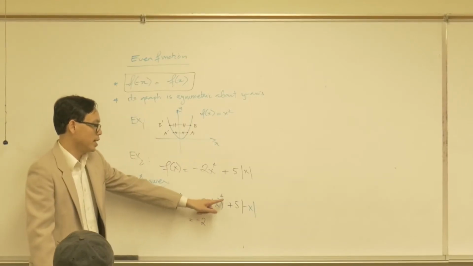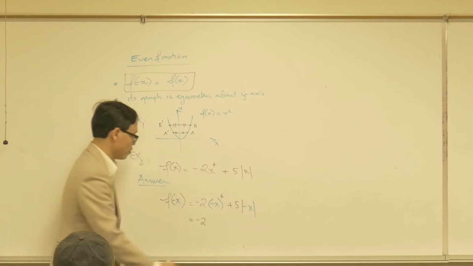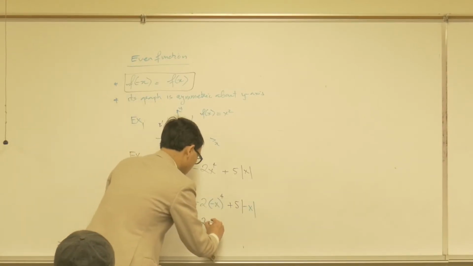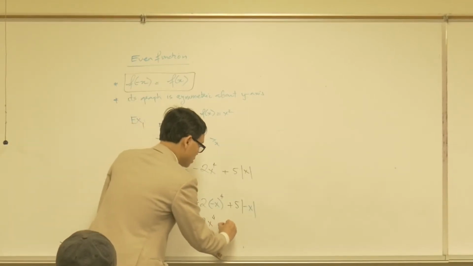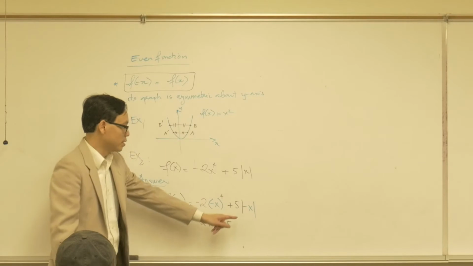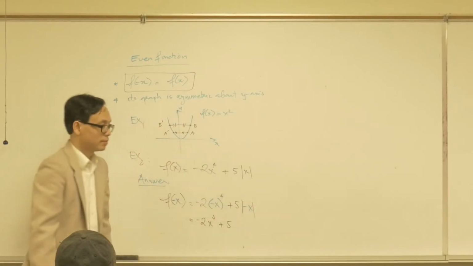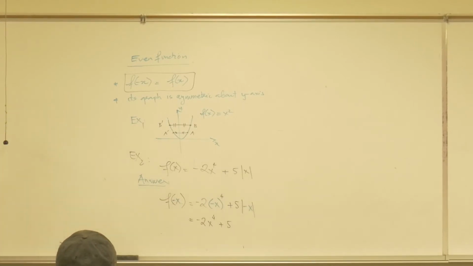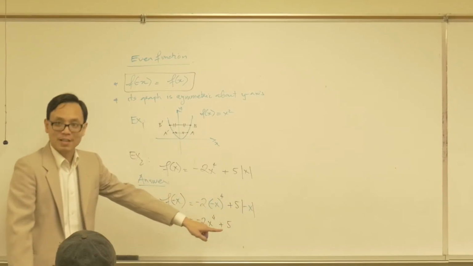Negative x raised to the 4th power gives you what? x to the 4th, because a negative raised to the 4th is just positive. x to the 4th. Plus 5. Absolute value of negative x gives you x. Plus minus square root of x. The absolute value of a negative is a positive.